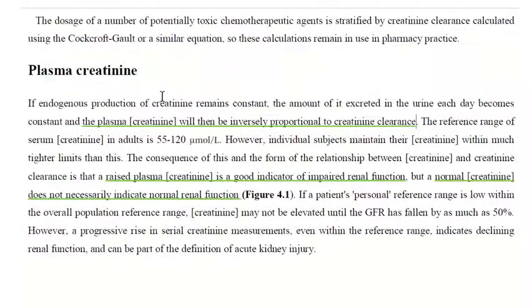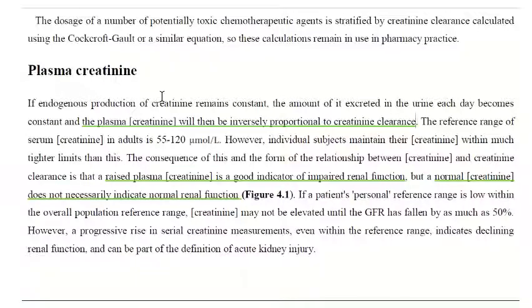بالنسبة للبلازما كرياتينين: If endogenous production of creatinine remains constant, the amount of it excreted in the urine each day becomes constant, and the plasma creatinine concentration will then be inversely proportional to creatinine clearance. يعني إذا ظل الإنتاج الداخلي للكرياتينين ثابت، فإن الكمية اللي تفرز في اليورين كل يوم تصبح ثابتة، وستكون البلازما كرياتينين متناسبة عكسيا مع الكرياتينين clearance.